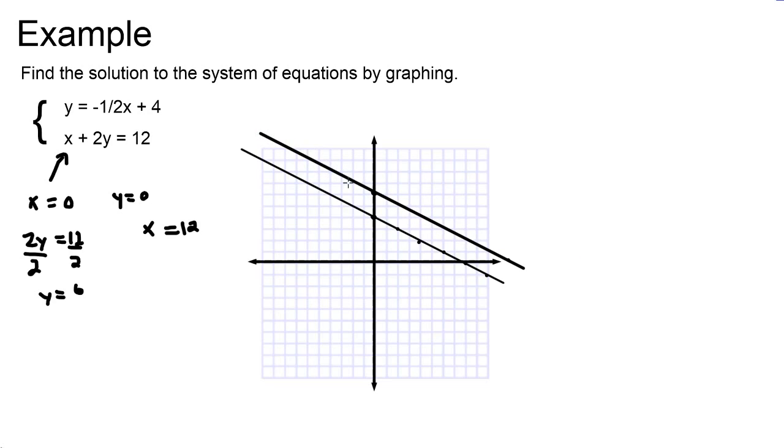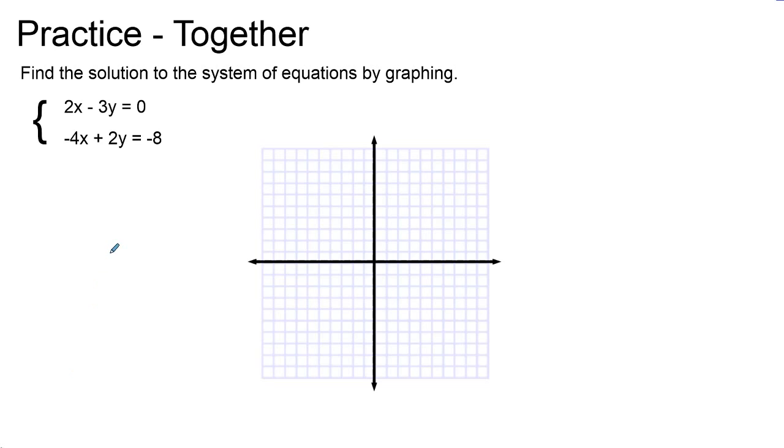Oh my goodness, I have discovered that these lines are parallel. So since they're parallel, I'm going to go ahead and have to make the assumption that this system has no solutions. So this is an example of where I see that they're parallel, so there are no solutions.